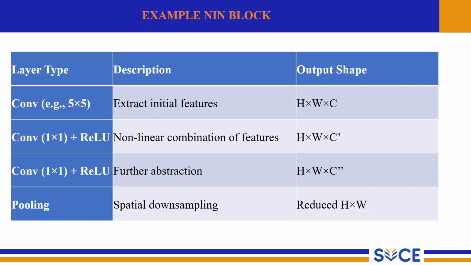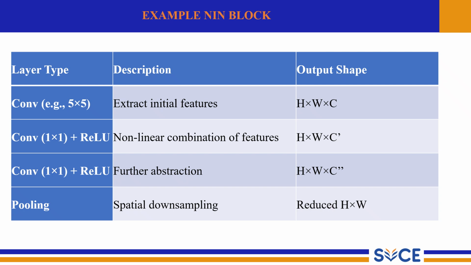So, the layer types and their roles in NIN architecture. First, the convolution layer, such as 5 by 5 convolution. This layer extracts the initial features from the input, like edges, textures and basic patterns. Its output shape is typically H by W by C, where H and W are the spatial dimensions and C is the number of channels or feature maps.